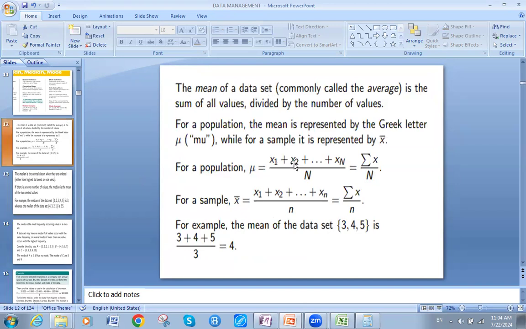Before that, as an example, for a random set of data, x1 plus x2 up to xn, divided by n, where n is the number of observations. So if I have the mean of these 3 numbers, 3 and 4 and 5, the average of them will be 3 plus 4 plus 5 divided by 3, that will give me 4.